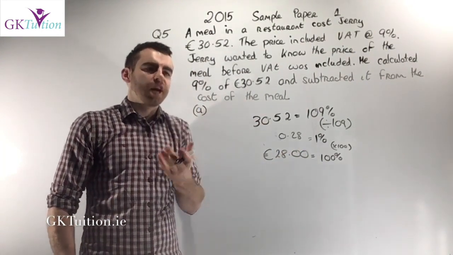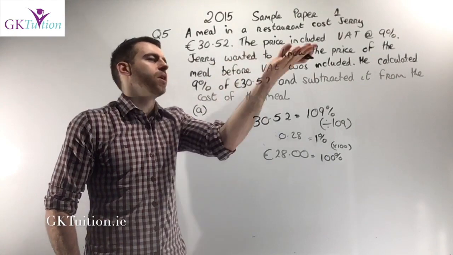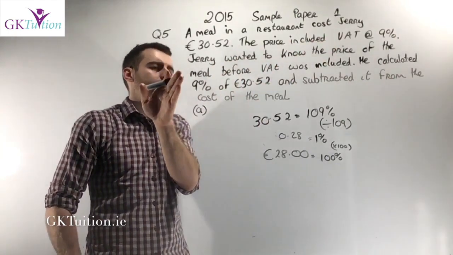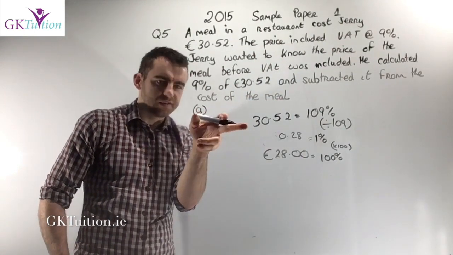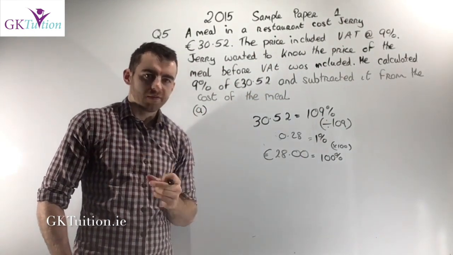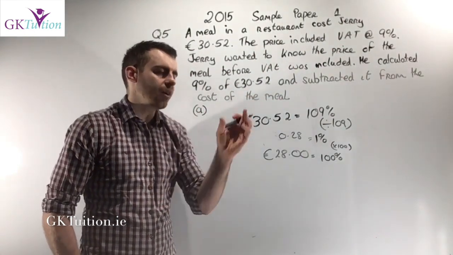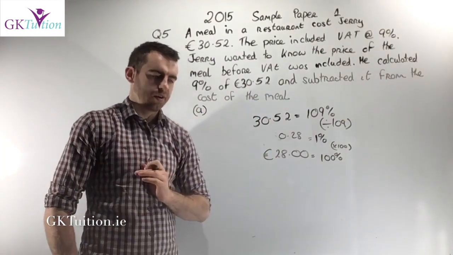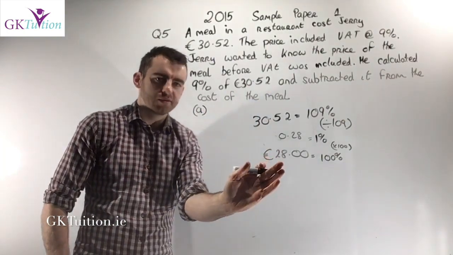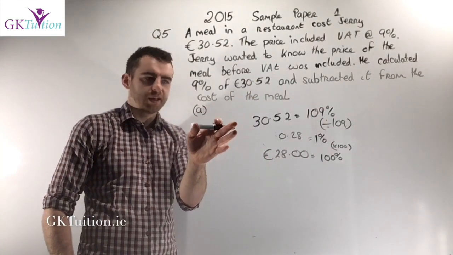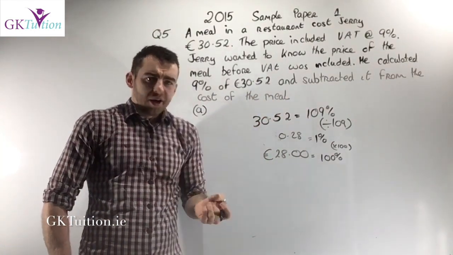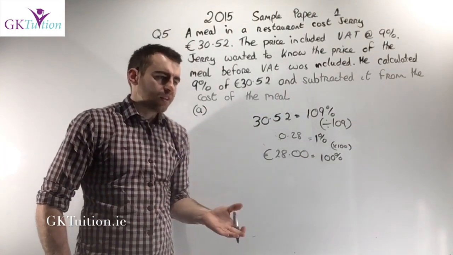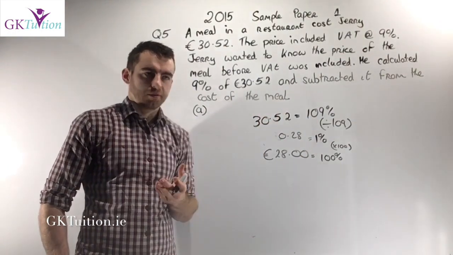So the problem with Jerry's tactic: if Jerry wanted to know the price of the meal before VAT was included, Jerry got 9% of this figure and subtracted it, when in fact Jerry should have been getting 9% of the original figure. Jerry needed to get 9% of €28 and subtract it from this, or else he needed to do it like this. Basically, to get the marks in a question like this, you would just need to say that this is what Jerry should have done.